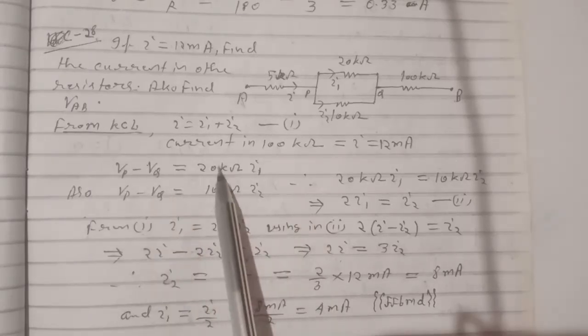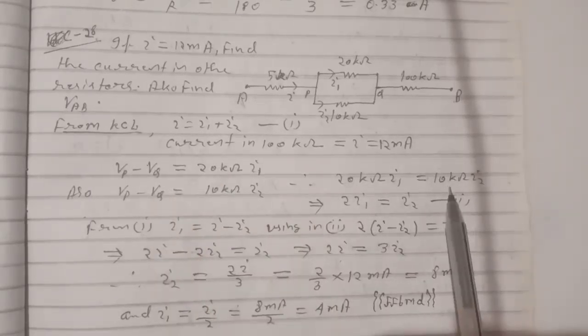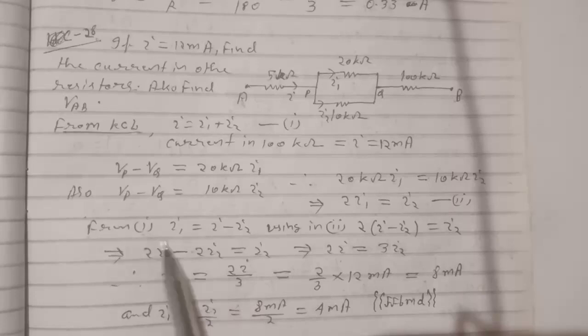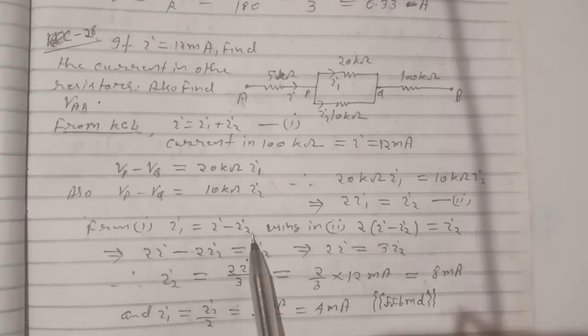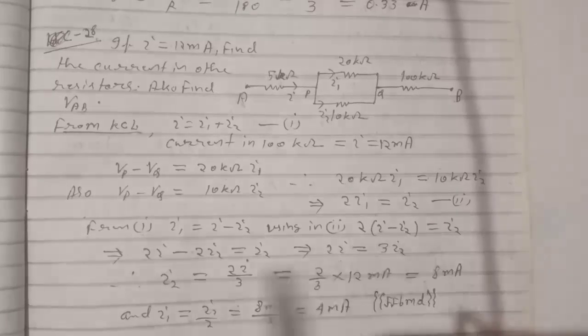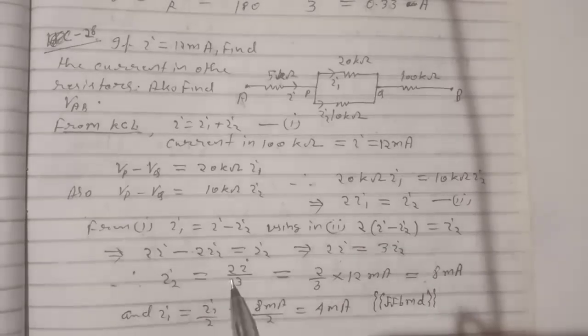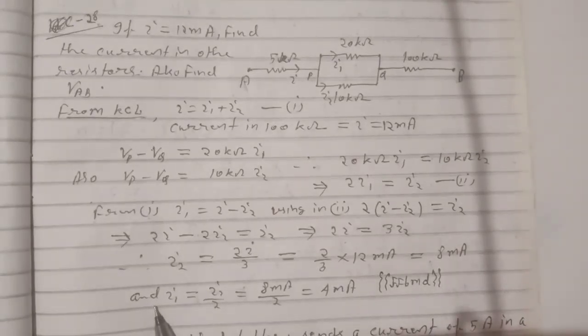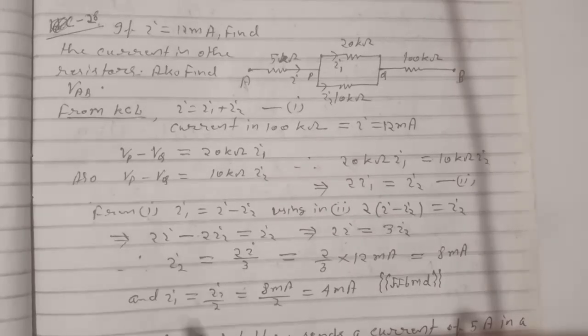Now these two are equal, so 20 kilo ohm I1 equals 10 kilo ohm I2, so 2 I1 equals I2. This is equation 2. Now from 1, I1 equals I minus I2. Putting this value of I1 in 2, 2 into (I minus I2) equals I2. This implies 2I minus 2I2 equals I2, or 2I equals 3I2, hence I2 equals 2 by 3 I, or 2 by 3 into 12 milliampere equals 8 milliampere, and I1 equals I2 by 2 equals 8 milliampere by 2 equals 4 milliampere.